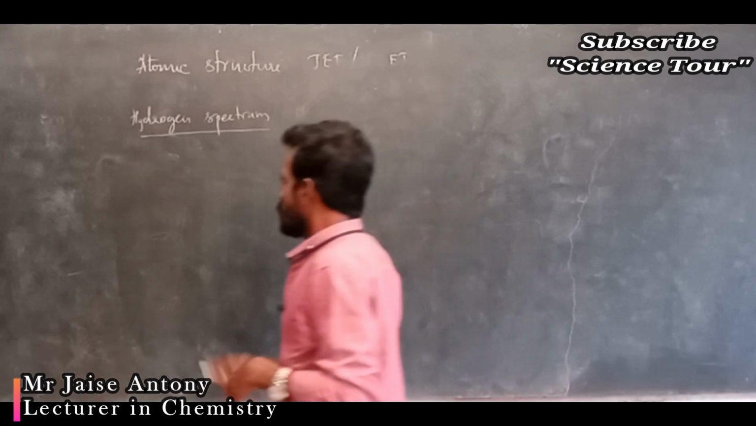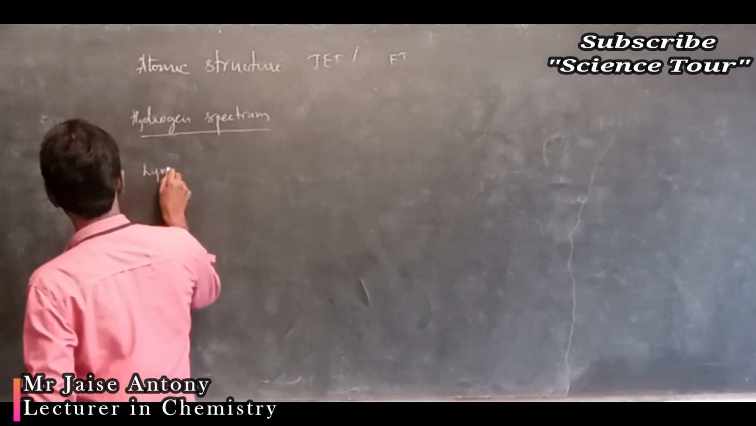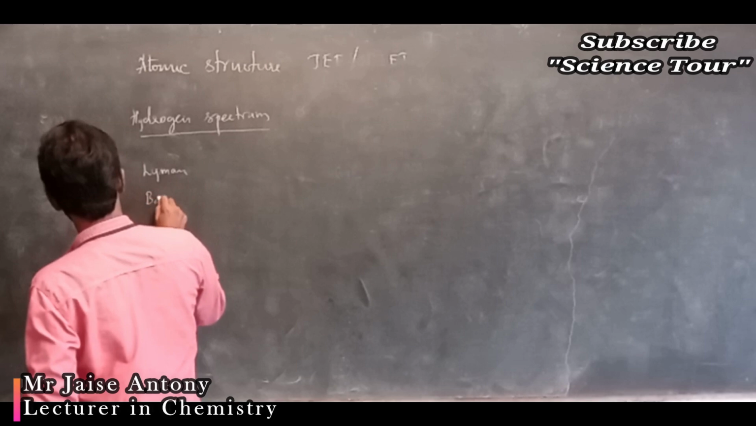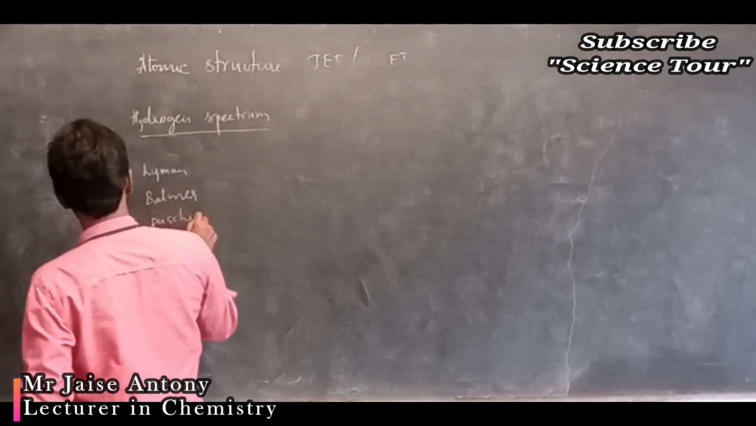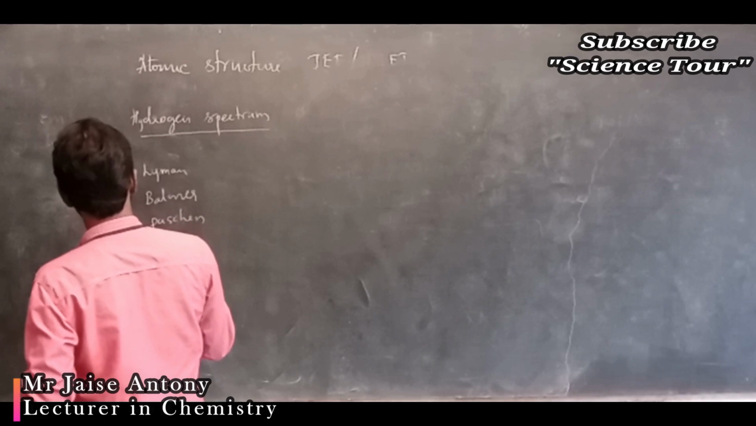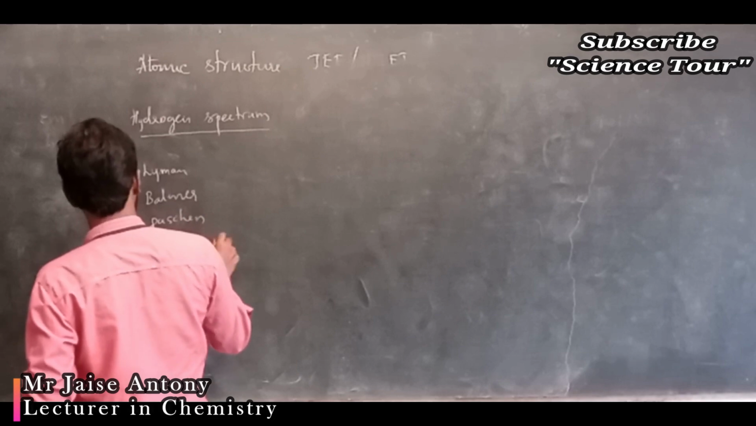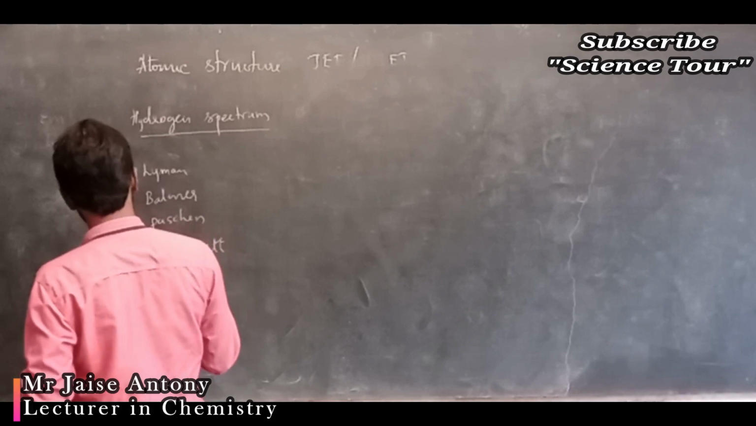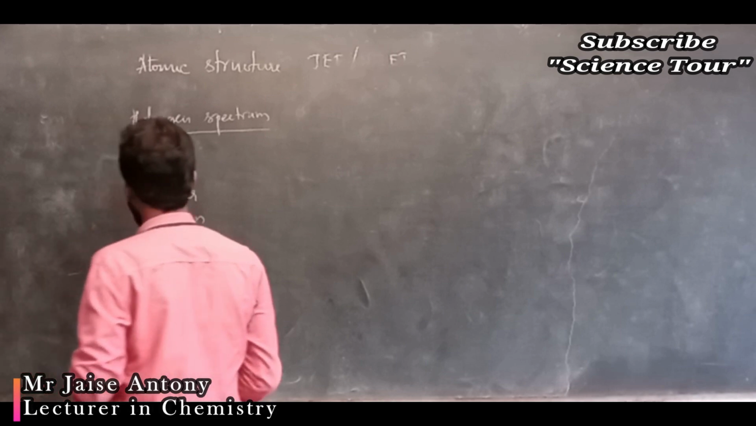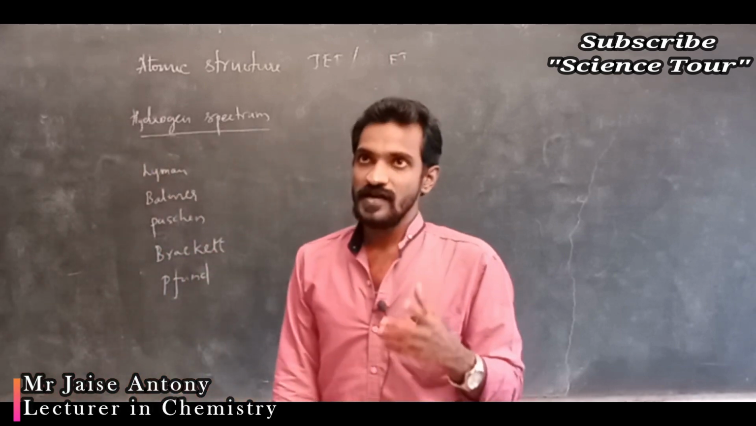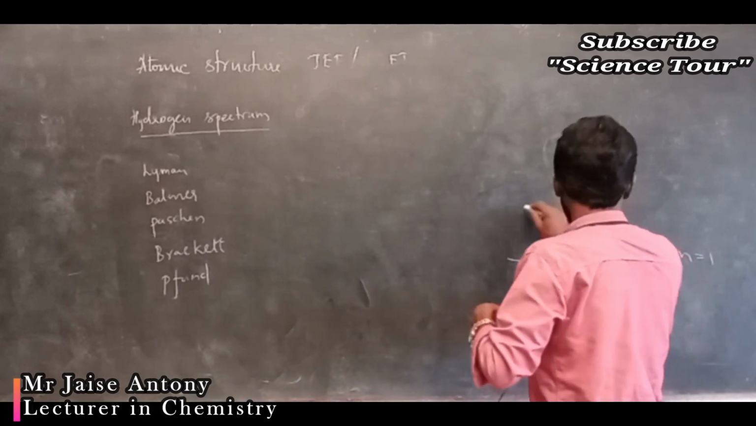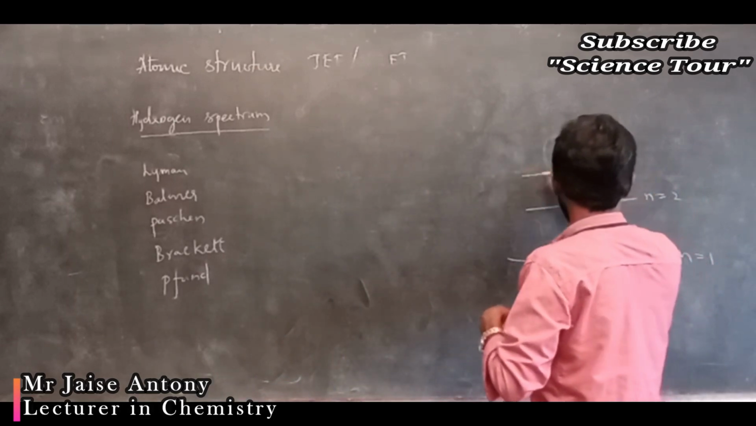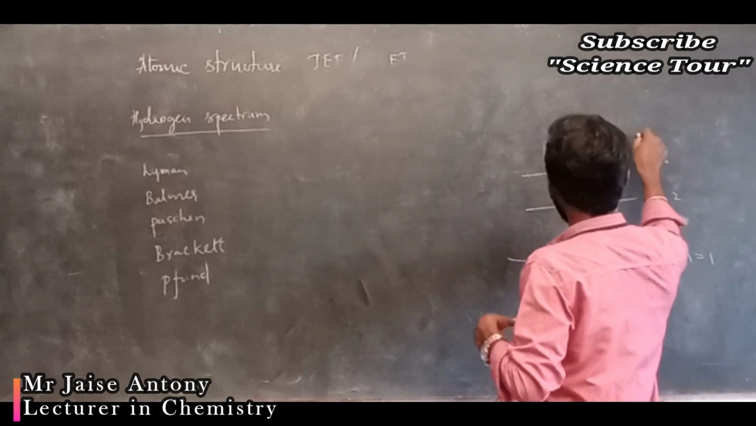First one is Lyman series, Balmer series, Paschen series, Brackett series, Pfund series. I already mentioned this part. Here n1 is equal to 1, n2 is equal to 2, n is equal to 3, n is equal to 4, like this.